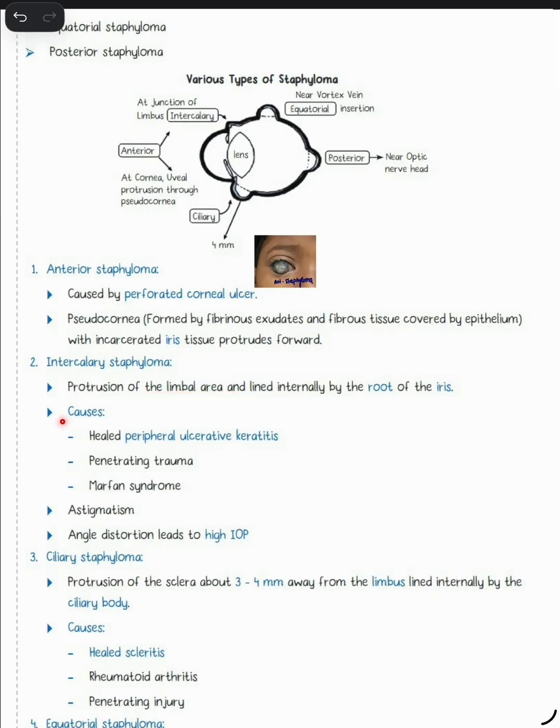So what are the causes? Healed peripheral ulcerative keratitis, if the keratitis were present at the limbus, the corneoscleral junction, can lead to protrusion of the limbal area. Other causes are penetrating trauma at the limbal area, or Marfan syndrome. Due to the increased size or curvature of the cornea, astigmatism can also be seen, and the angle distortion leads to high intraocular pressure.